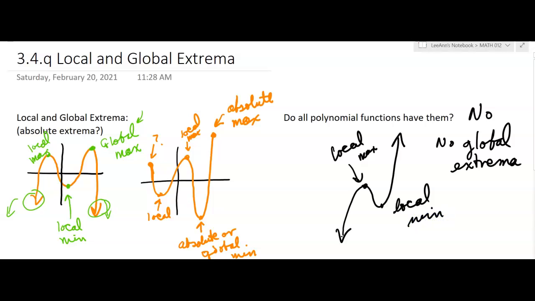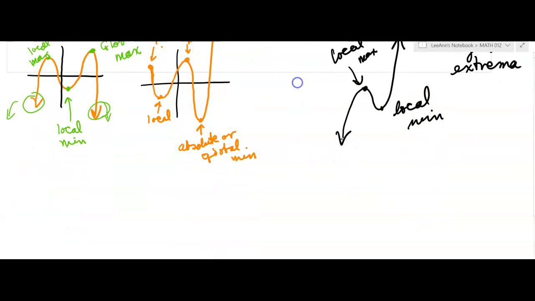But I don't even have to have those, so let me scoot this up a little bit. I could have a graph that goes like this, and I don't have any locals or globals. That's just a crazy little graph I have there. Not too crazy. I was supposed to make it like the cubic curve, but it needs a little more curve to it. Okay, probably more information than you need to know on this.